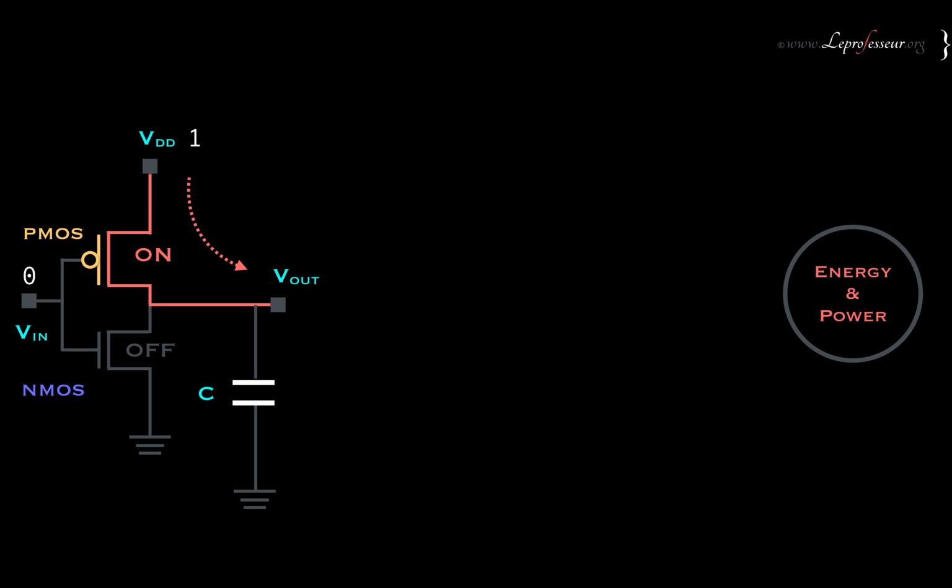And a current will flow from VDD to Vout, or the charge, let me put it charge, and that will charge the capacitor up. After some time that capacitor, or load capacitance, would be charged, and we will get the 1 value at the output. So input is 0 and output is 1.